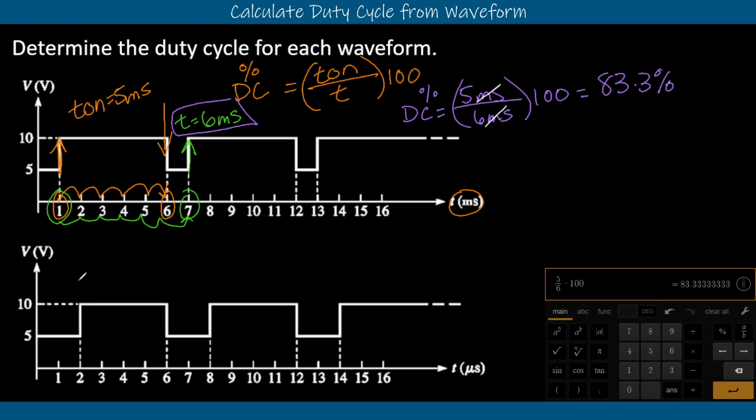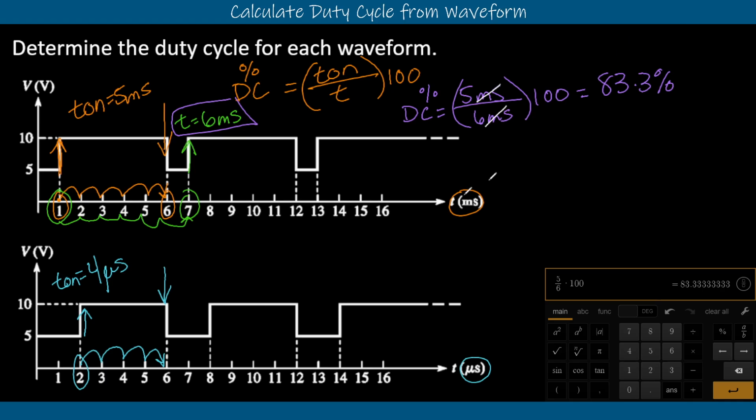So in this second one here, we do the same thing. We want to look at when our signal turns on, and that happens at this 2 location. And so from there, we'll count until we see the signal turn back off. So that's 1, 2, 3, 4. And we'll say 4 is our T on. And that is microseconds, right? So microseconds. That's much smaller than the last one.